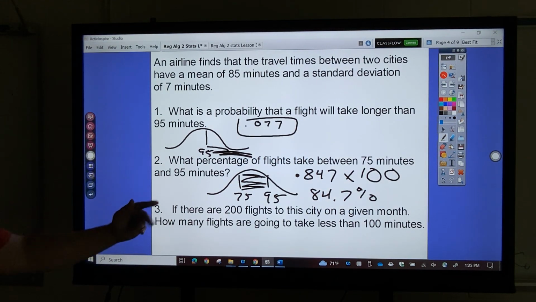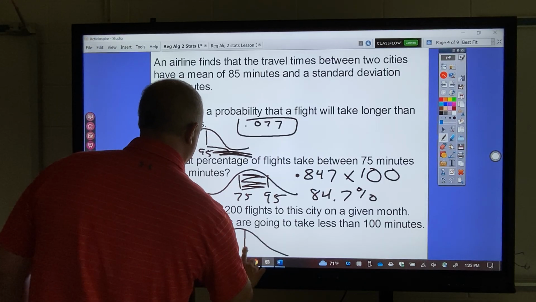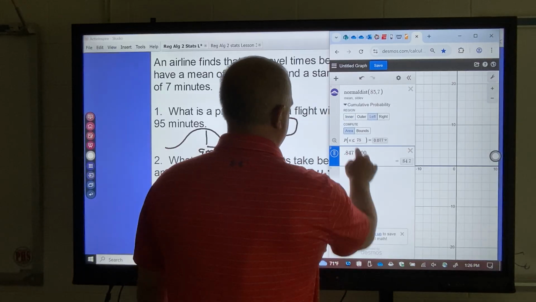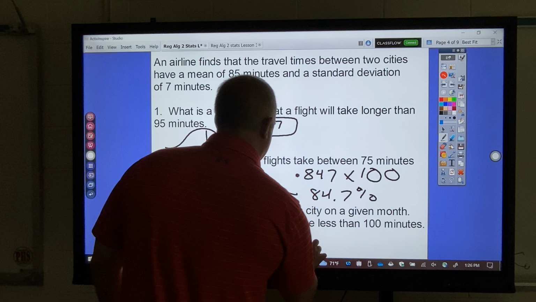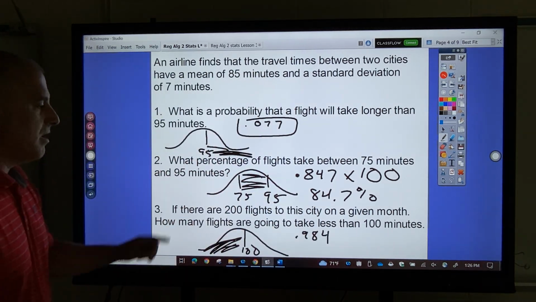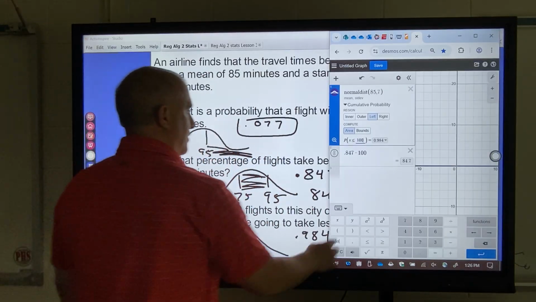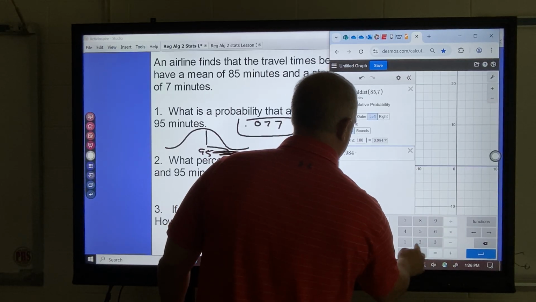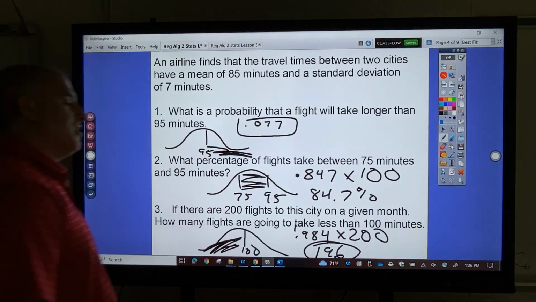It says that if there are 200 flights to this city in a given month, how many flights are going to take less than 100 minutes? Well, what does less than 100 minutes mean? It means we're going this way, less than, or left. 100, that's 0.984. Now, since there are 200 flights, I want to multiply by that. 0.984 times 200 flights. There are about 196 flights that are going to take less than 100 minutes.